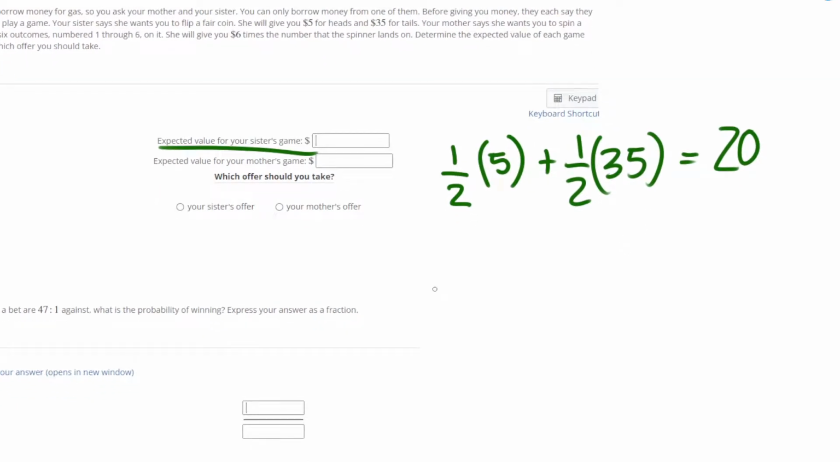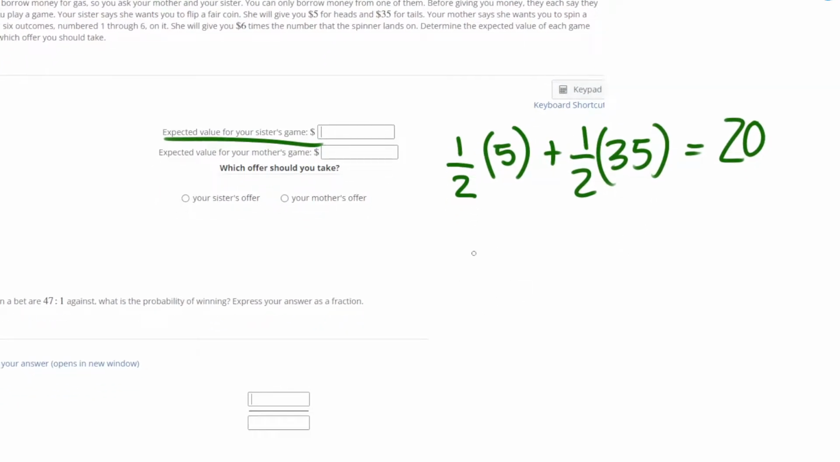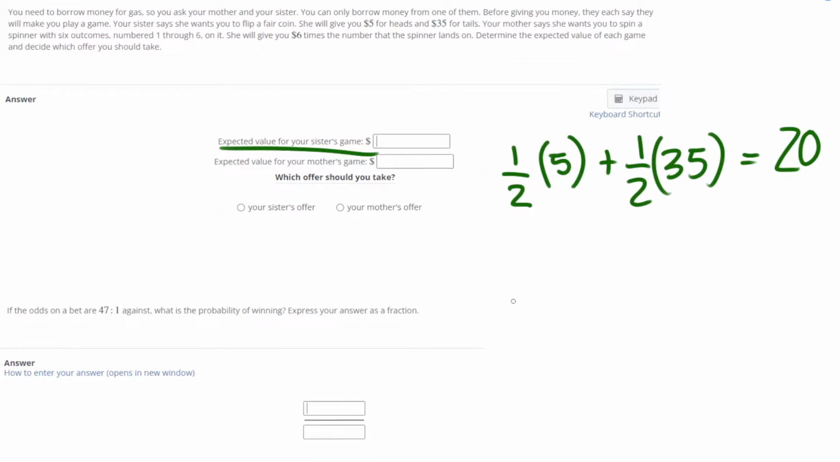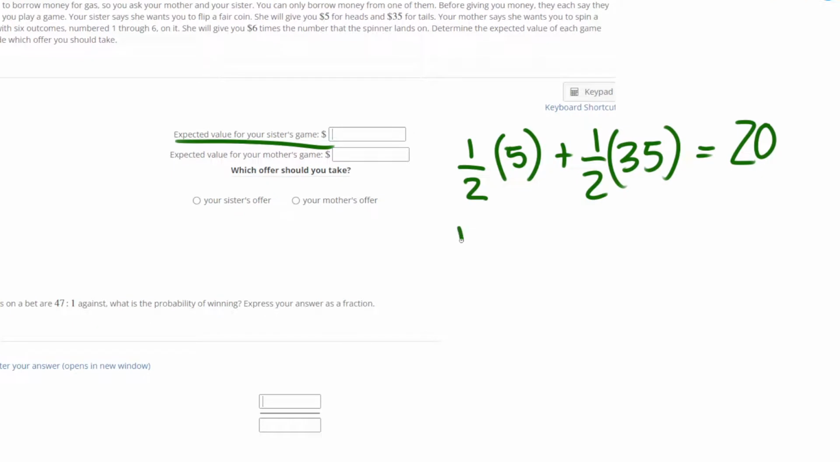Now for the mom's game, she's going to give us 6 times the number that the spinner lands on. There's 6 outcomes, so the probability for each of these is going to be 1 out of 6. So she says for each number, she gives you 6 times that number. So the first, let's say she rolls a 1, that'll give you 6.